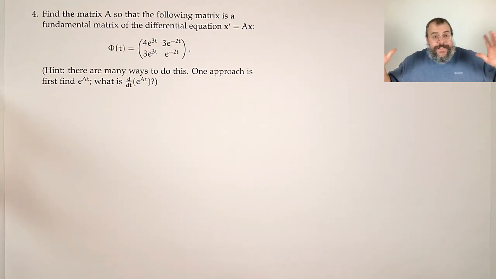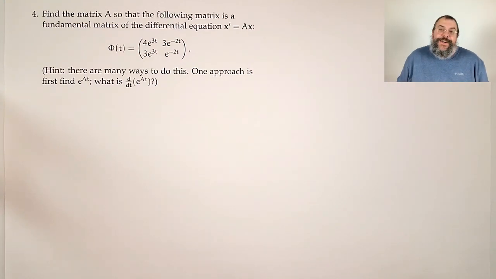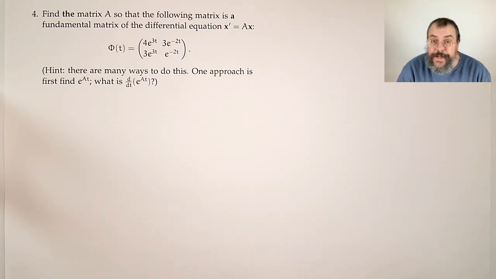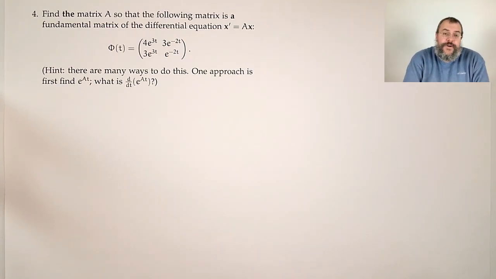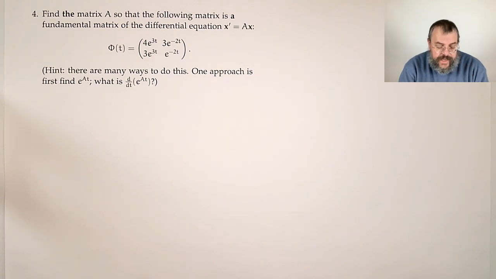And the hint says there are many ways to do this. That's great, but that doesn't mean we know them all. We need to do things that we can do. So let's see if maybe the hint has more to say. One approach is to first find e to the At, and then ask what is the derivative of e to the At. Let's go ahead and do this just for fun and see where we end up.